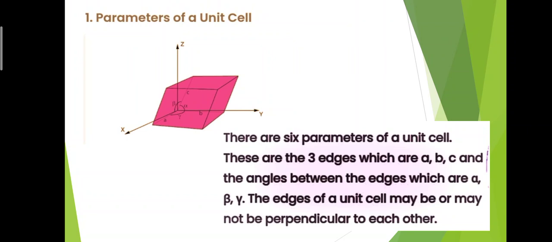Now, parameters of a unit cell. There are 6 parameters of a unit cell. These are 3 edges, which are A, B, C, and the angles between the edges, which are alpha, beta, gamma. The edges of a unit cell may or may not be perpendicular to each other.